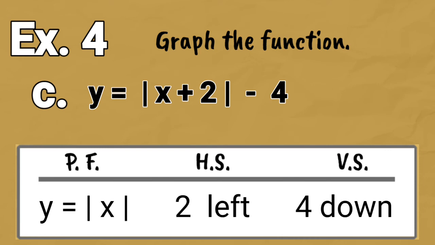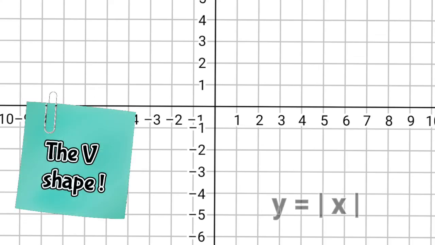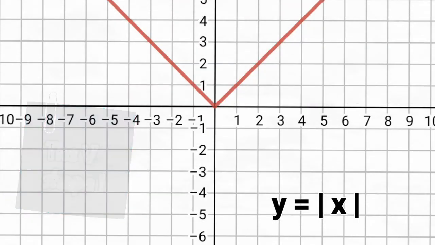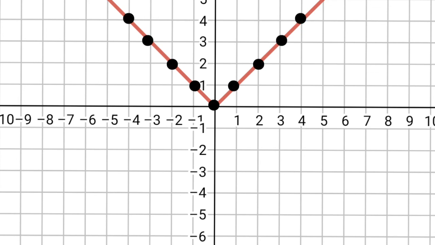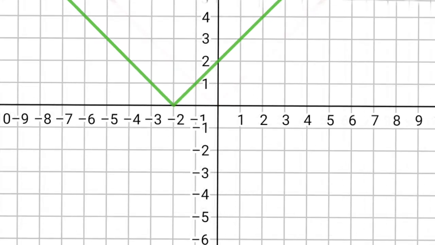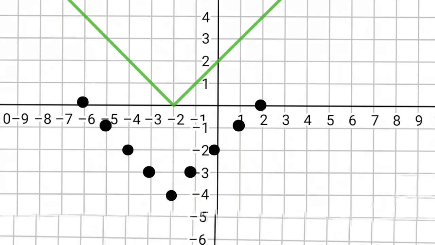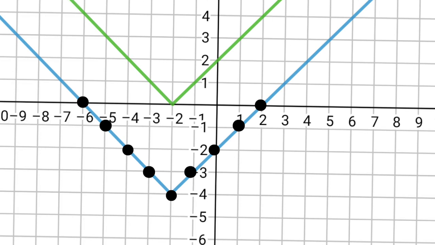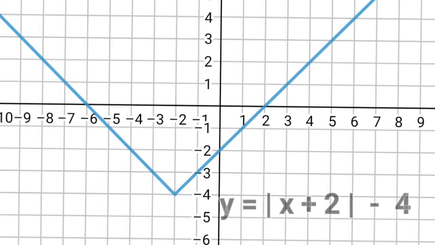So we start by graphing our parent function, y equals the absolute value of x. Next, we'll apply the horizontal shift. So all of the points on this graph get shifted 2 units to the left. Now we can apply our vertical shift. All of the points on this graph get shifted down 4 units. And we have our graph. Y equals the absolute value of (x plus 2) minus 4.